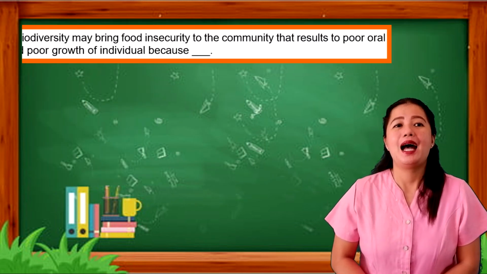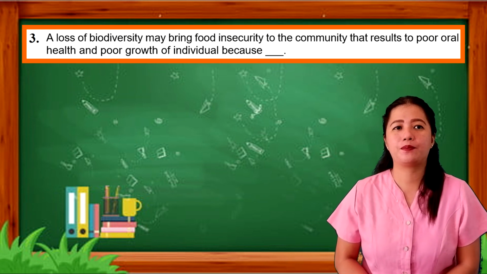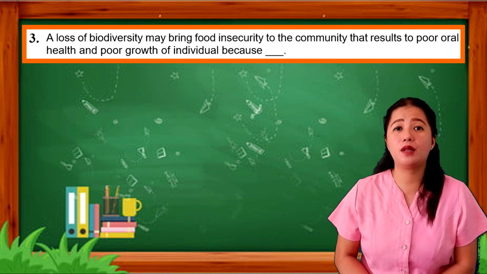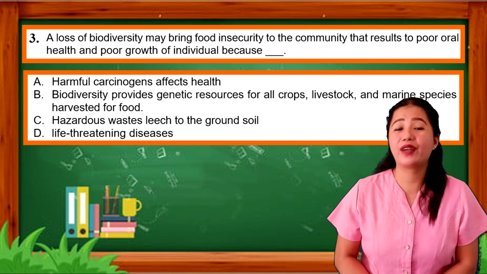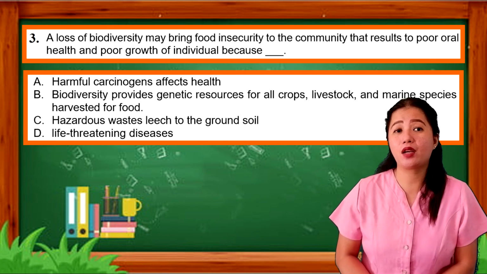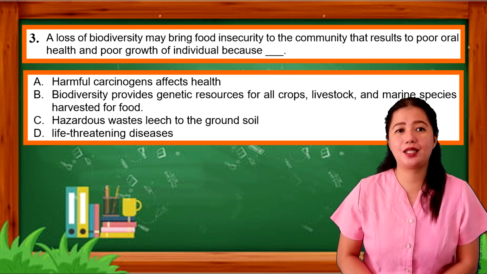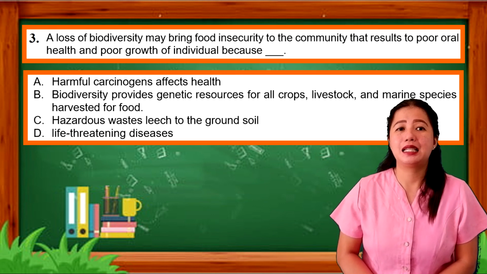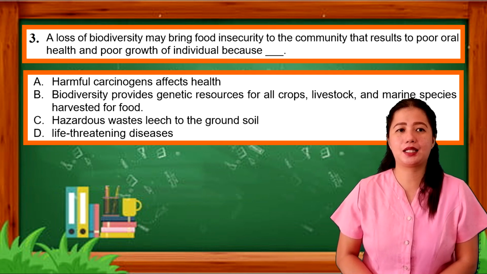Number 3, a loss of biodiversity may bring food insecurity to the community that results to poor oral health and poor growth of individual because: Letter A, harmful carcinogens affect health. Letter B, biodiversity provides genetic resources for all crops, livestock, and marine species harvested for food. Letter C, hazardous waste leach to the ground soil. And letter D, life-threatening diseases.